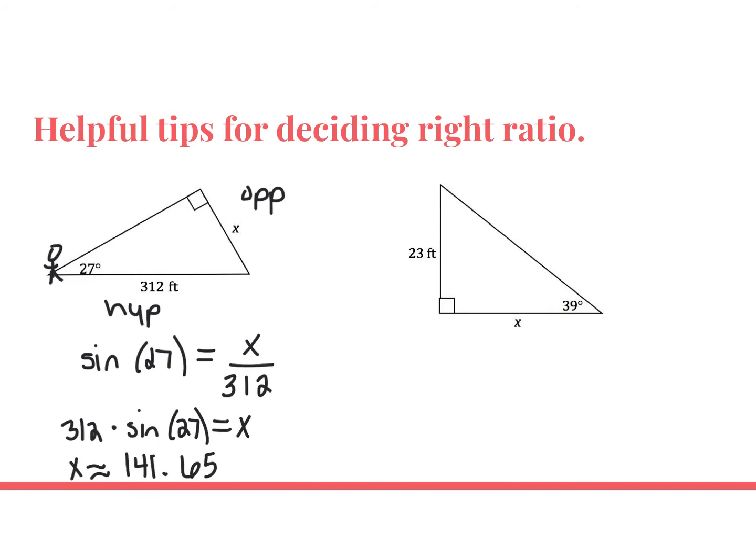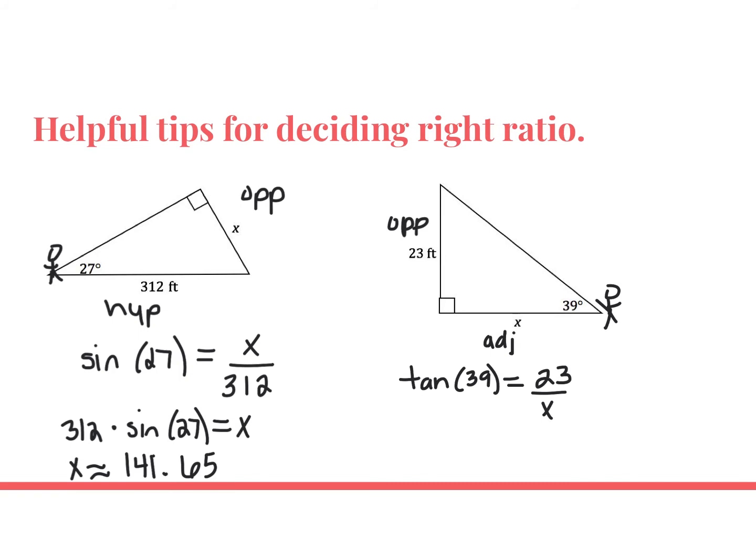Again, if we repeat that process on the second example, I'm drawing myself. That will help me identify my sides. The side across from me is my opposite side, it never touches that angle, it's across from that angle. And then the X is marked as my adjacent. So the ratio that uses opposite and adjacent is tangent. So I'm going to say tangent of 39 degrees equals the opposite side, which is 23 over X.